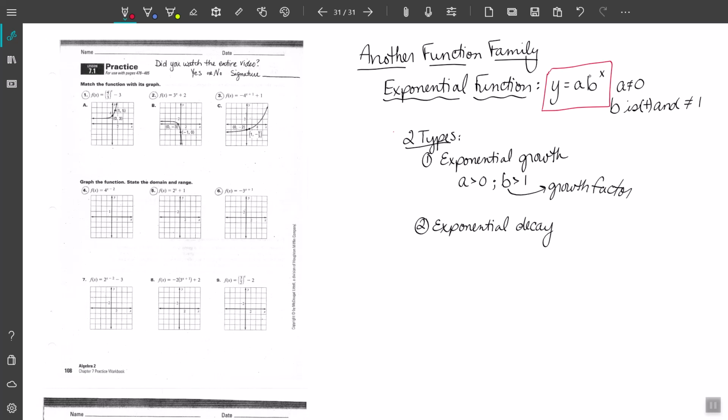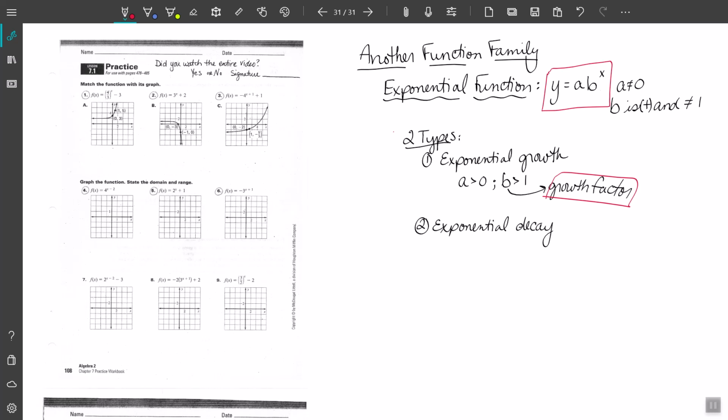This b factor right here, this b variable, is called the growth factor. I've labeled that for you down here. And it's the value that's going to show how this function is growing exponentially over time. So you need to remember that term, growth factor, as we move forward through the chapter.